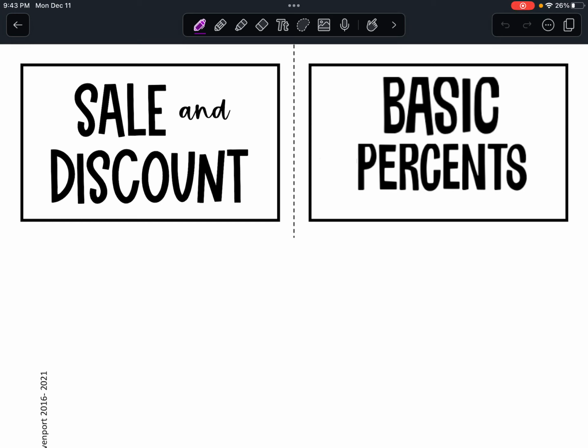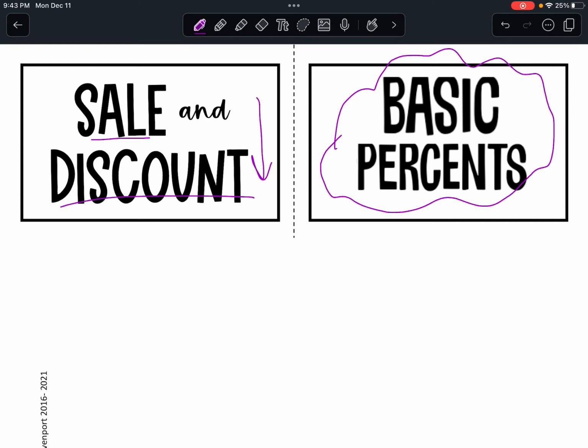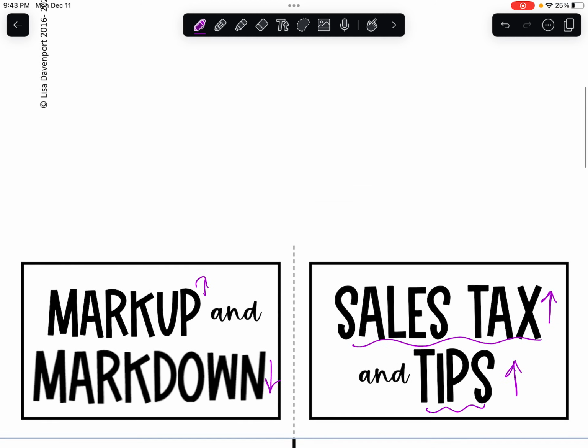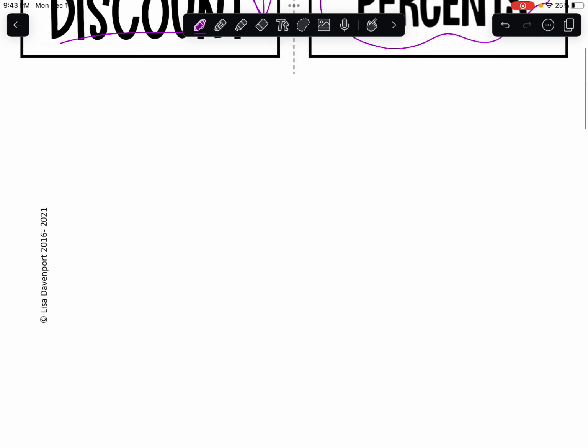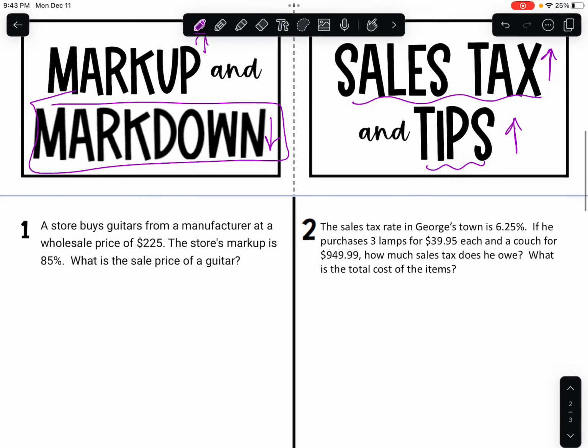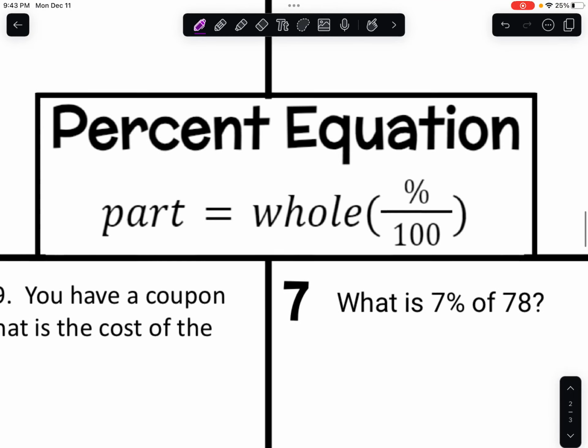So today we'll be talking about sales and discounts, which decrease the amount you're paying, and basic percent problems, so it depends upon whether we're finding the part, the whole, or the percent. We're going to find markup, markdowns, and then we're going to do sales tax, which increases your bill, and tips, which also increase your bill. So basically, markdowns, discounts, and coupons are the only things that lower your bill. Let's get started and introduce the percent equation.